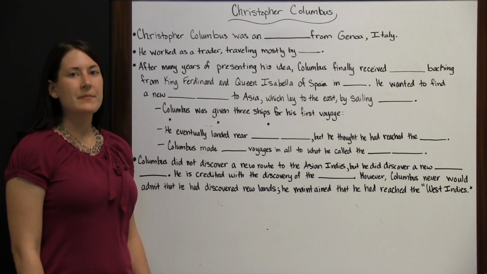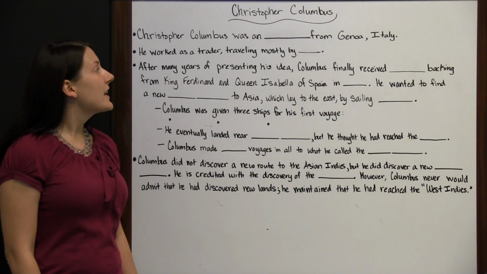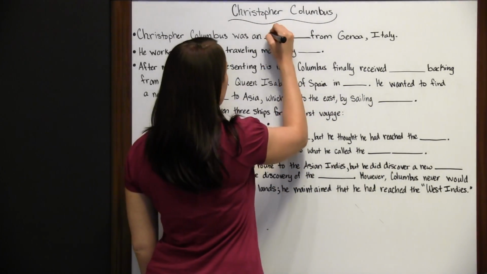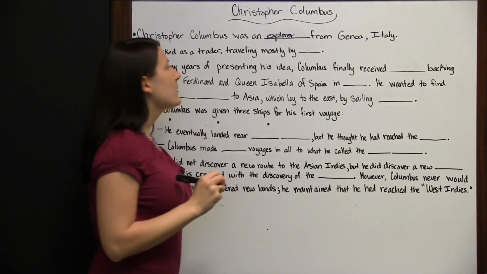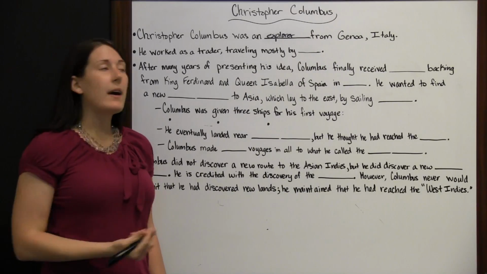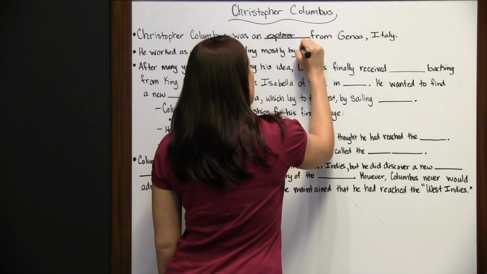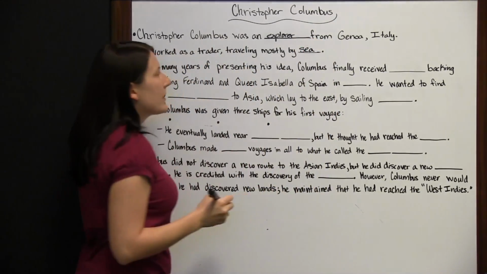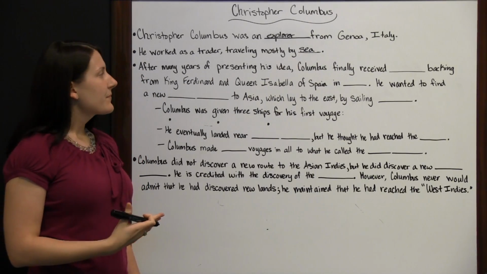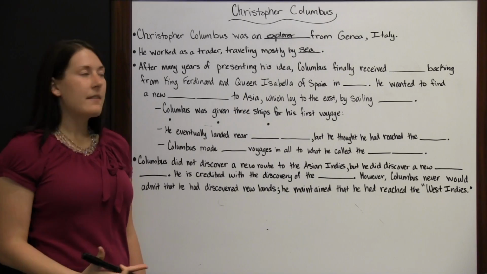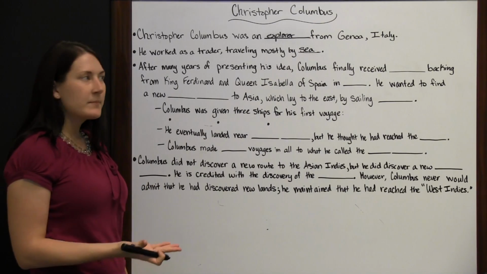Christopher Columbus. Christopher Columbus was an explorer from Genoa, Italy. As an adult, Columbus worked as a trader, traveling mostly by sea. So Columbus had a lot of experience at sea. He was an experienced sailor. He had done this for many years of his life. Then he came up with an idea.